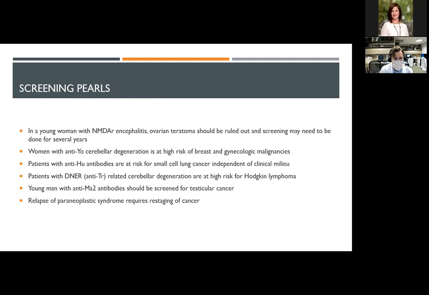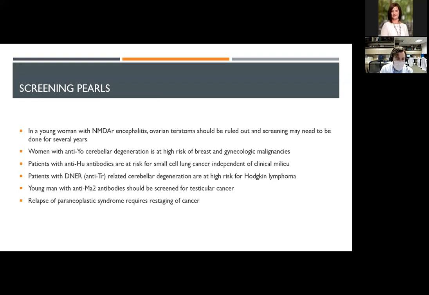Just some highlights for screening. Again, if you have NMDA receptor encephalitis in a young woman, you should pretty aggressively look for ovarian teratomas for a long time, because there is such a strong association. The same with women with anti-Yo cerebellar degeneration, that breast and gynecologic malignancies have a very high association, and they'll need to be watched very closely for that.